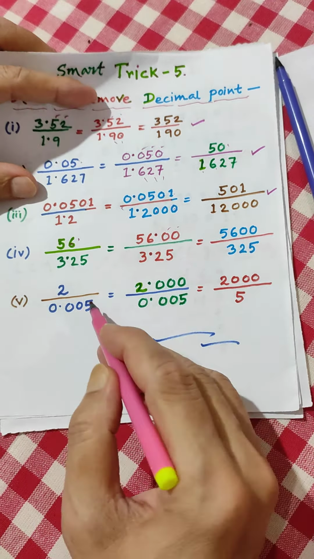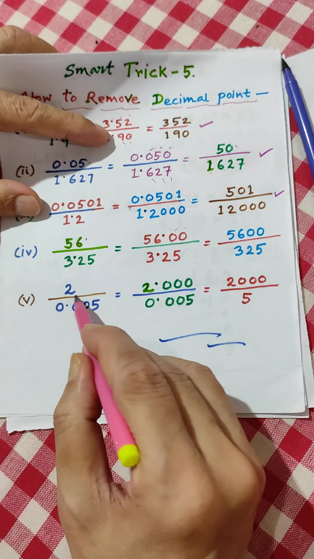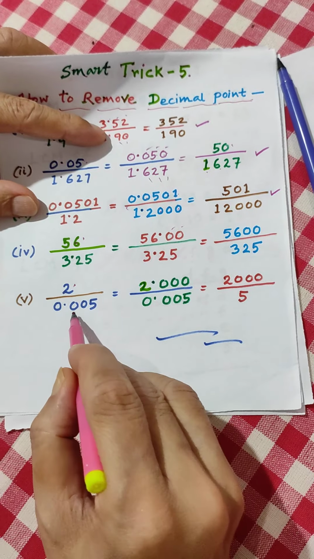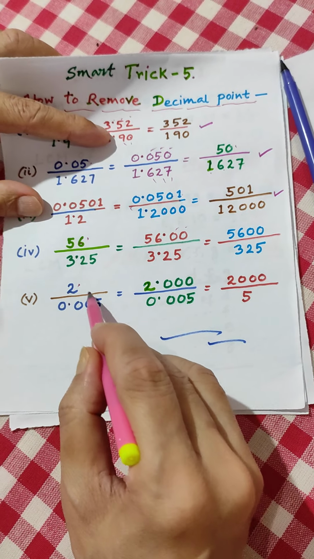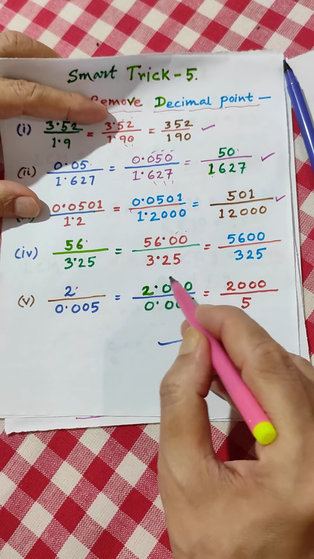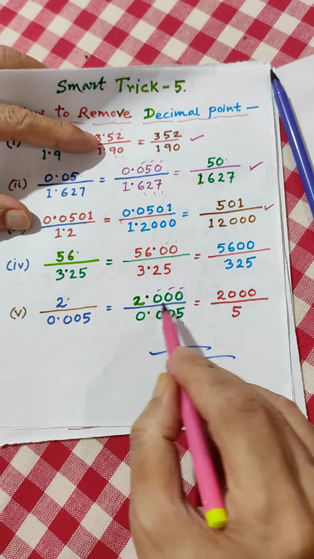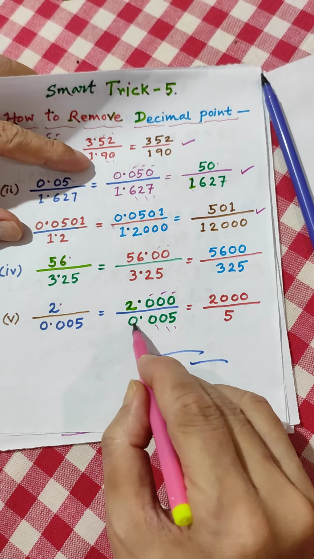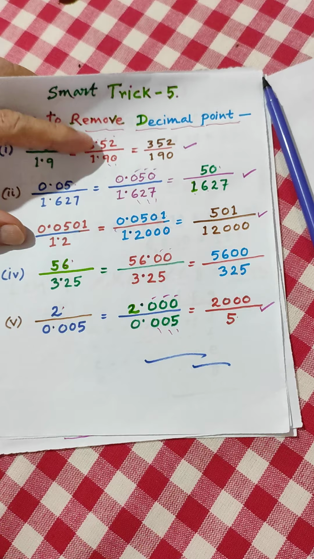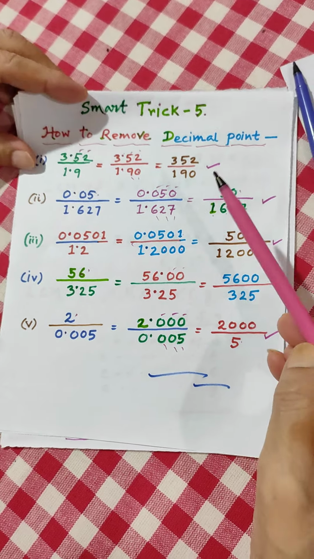Now look at the last one: 2 by 0.005. 2 means 2 point. So after the decimal how many digits? 3. So put 3 zeros so that the number of digits becomes equal. So this becomes 2000 and this becomes 0005, that means only 5. So you see, in order to remove the decimal, what is the principle?